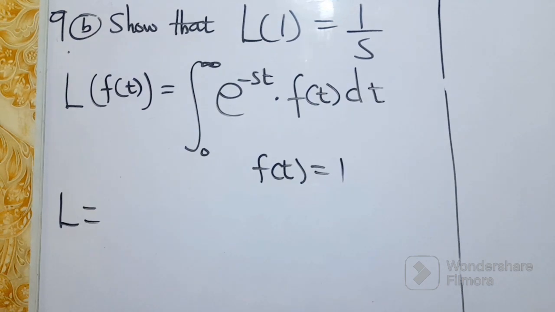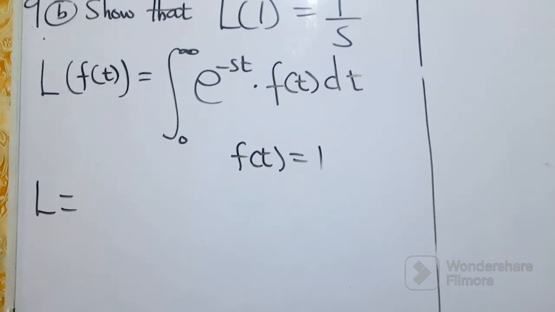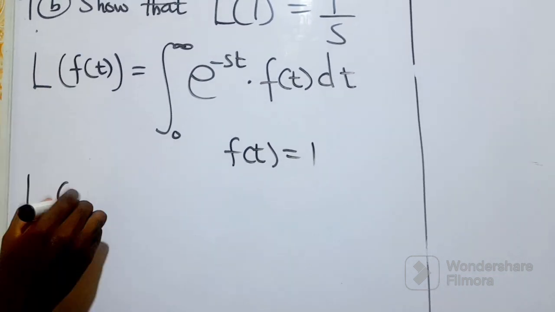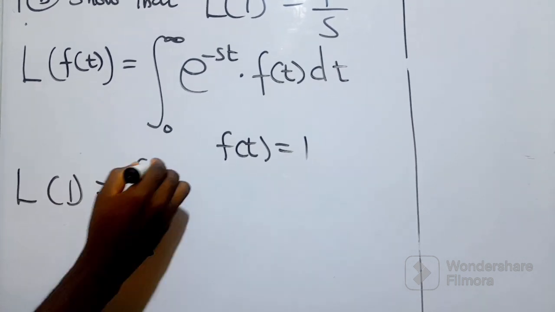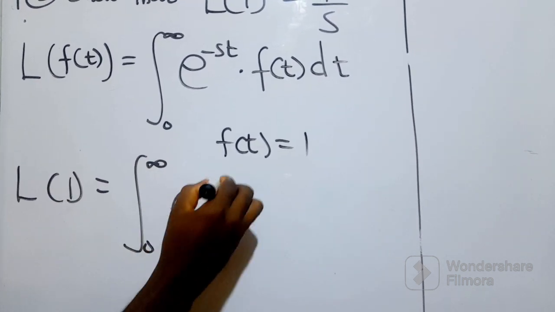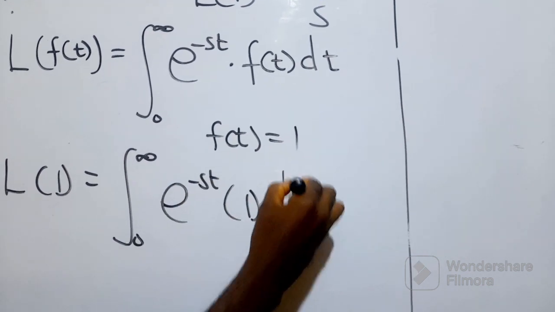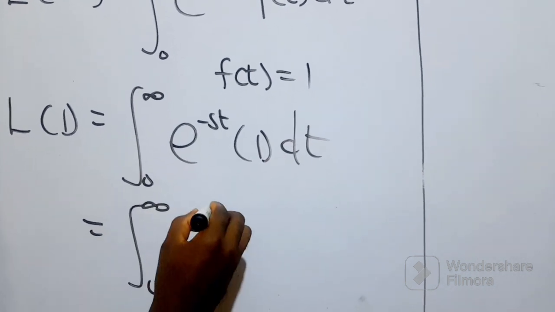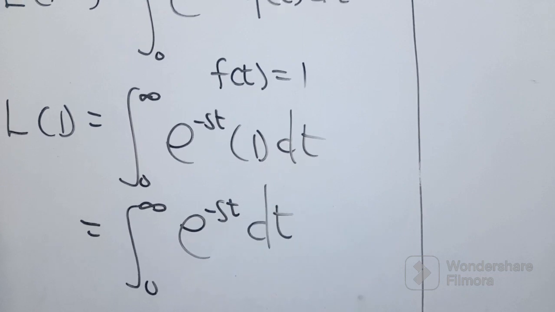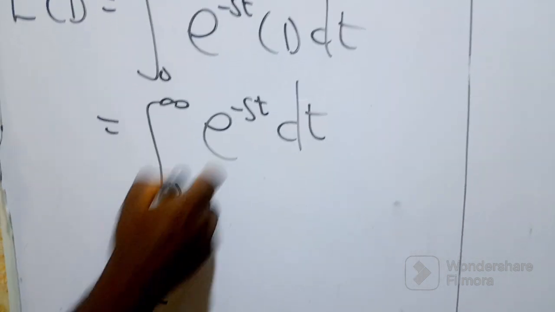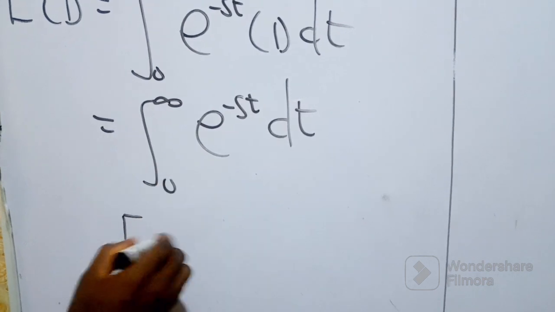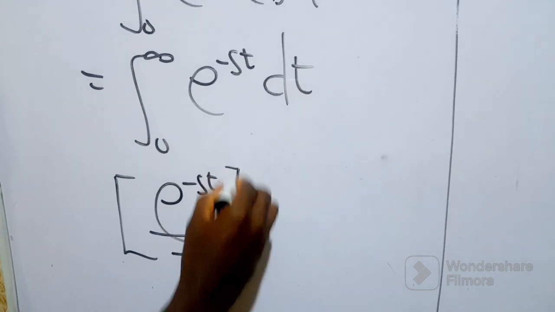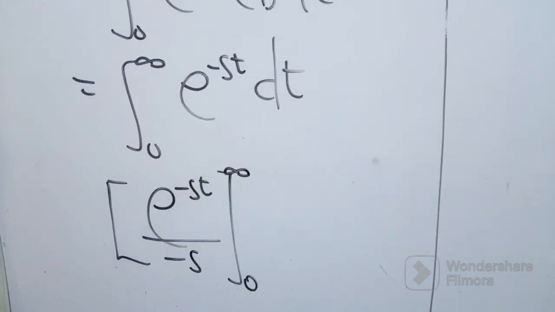So at the end of the question, you see that the Laplace of every constant is just the constant over s. So we say that the Laplace of 1 will be equal to the integral from 0 to infinity of e exponent negative st times 1 dt. So this will be the integral from 0 to infinity of e exponent negative st dt. Now we need to integrate that. Very simple. We'll differentiate this, we'll get negative s and use it to divide. So we say e exponent negative st divided by negative s, from 0 to infinity.